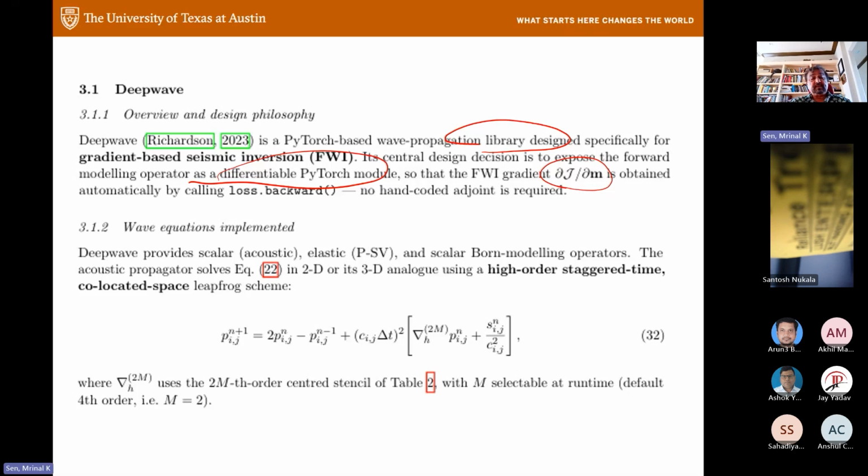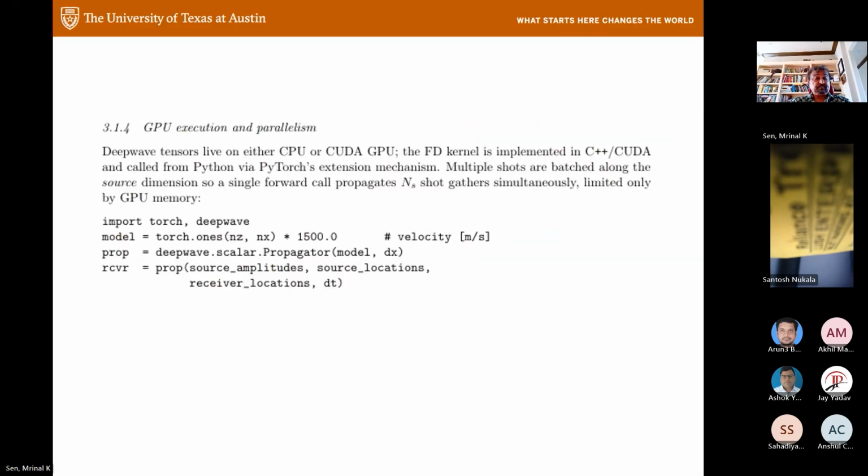So DeepWave has scalar as well as elastic modeling operations, and also has scalar Born modeling operations. The elastic propagator essentially solves in 2D or 3D. You can decide which order and all of that stuff. That is totally controlled by the user. And you can simply run it on GPU and take advantage of the parallelism.